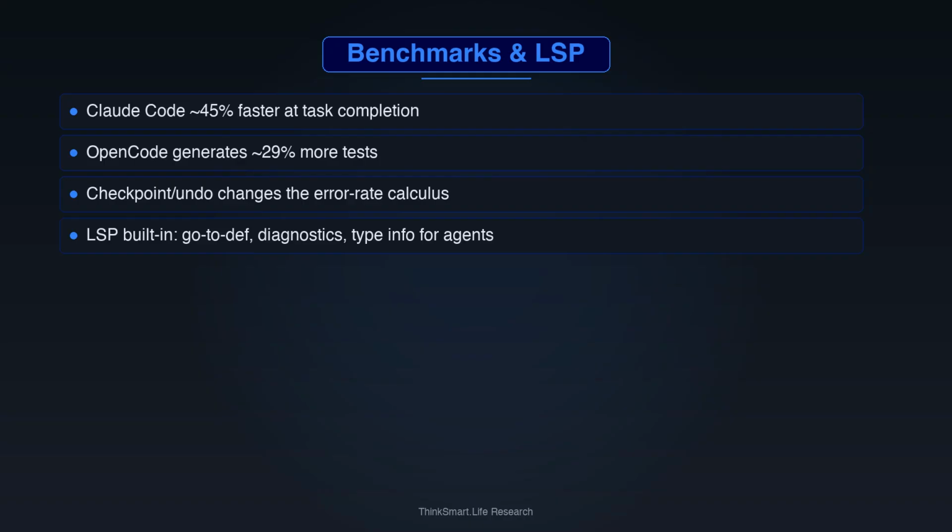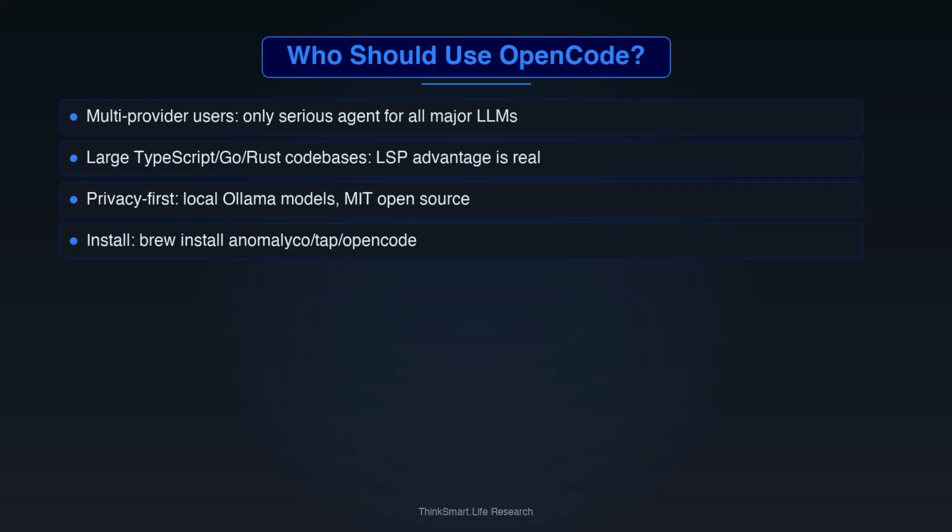But OpenCode generates roughly 29% more tests, and task completion time matters less than many developers assume. If you're thinking while the agent works, a 2-minute versus 4-minute task is irrelevant. Claude Code's formal benchmarks are strong: 57.5% on SWE Bench Pro, 68.8% on ARC AGI 2. But OpenCode's checkpoint and undo system changes the calculus on correctness. If rollback is instant, a slightly higher error rate becomes more tolerable.